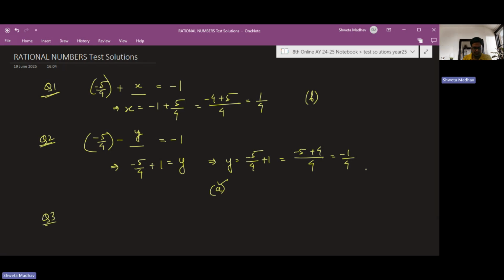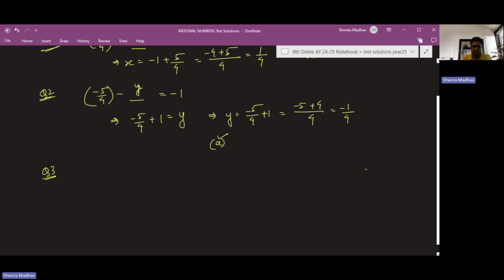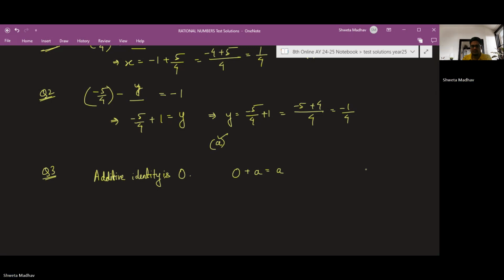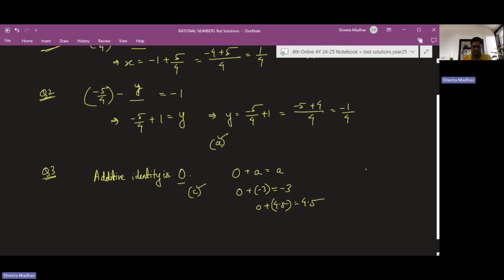Then in question number 3, it has been told, which of the following is the additive identity? So we know that additive identity is 0. Why? Since if I add 0 to any real number, that will be equal to that same number only. Suppose 0 plus minus 3 is minus 3, and 0 plus 4.5 is also 4.5. So 0 is the additive identity. So option C is the correct answer.